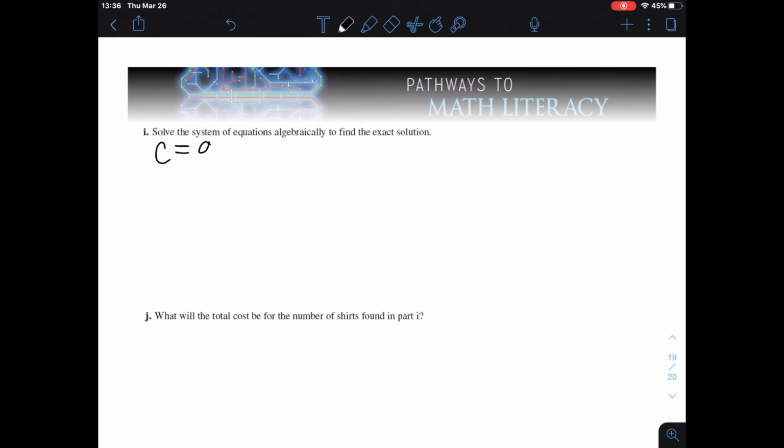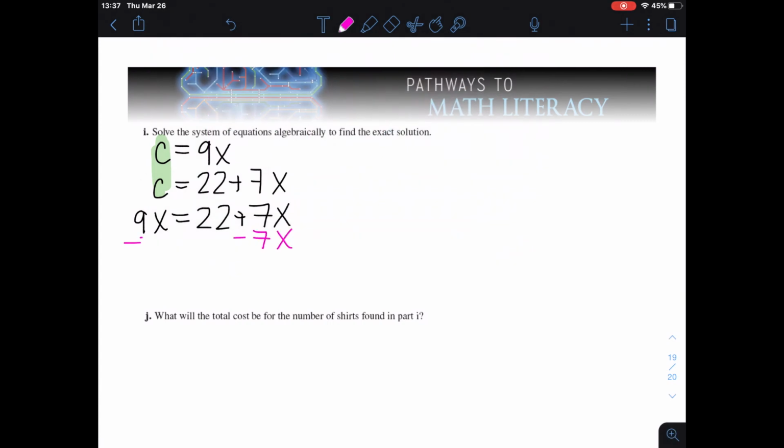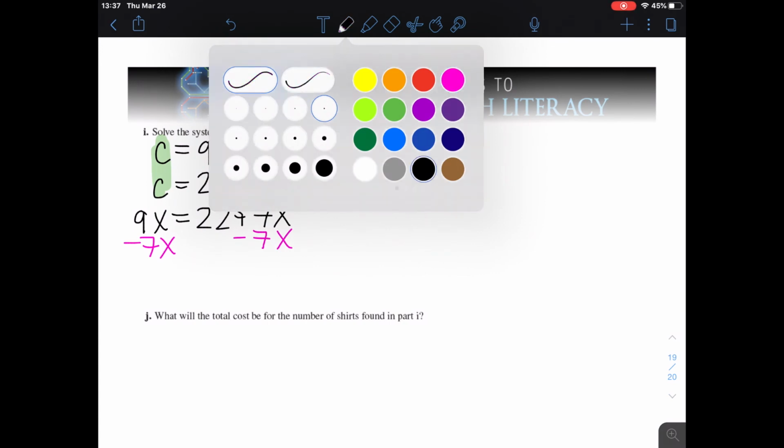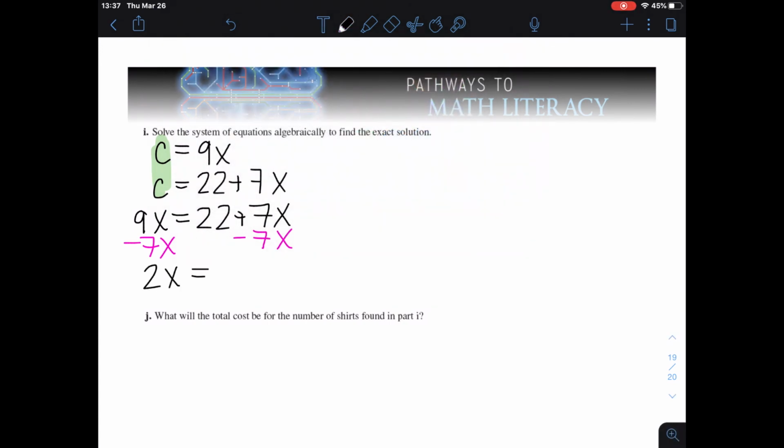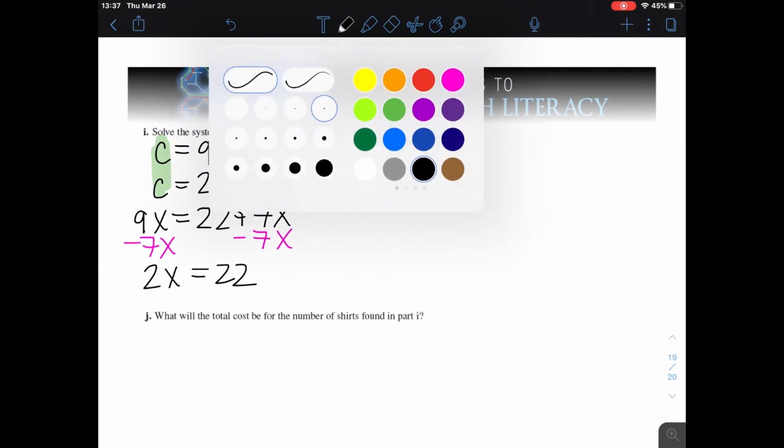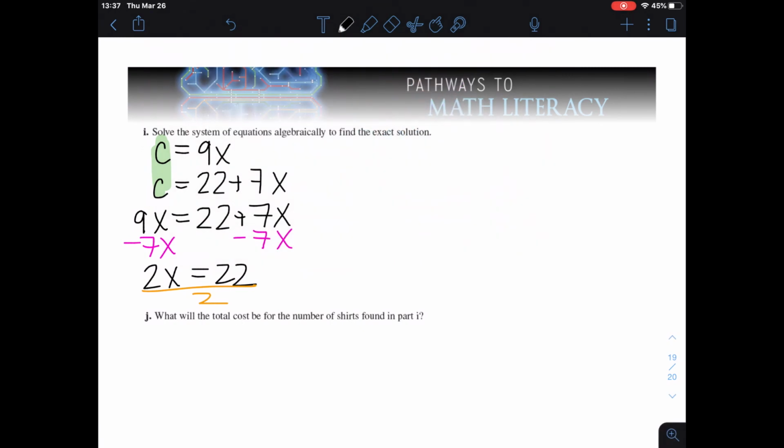We've got the cost is 9x, and then we also have the cost is equal to 22 plus 7x. Well, these c's better be exactly the same. So instead of c, we're going to replace it by 9x, and that better equal 22 plus 7x. So to solve for x, let's bring all the x's to one side. Let's bring the 7x over. That gives us 2x equals 22. Divide both sides by 2, and we get x equals 11.